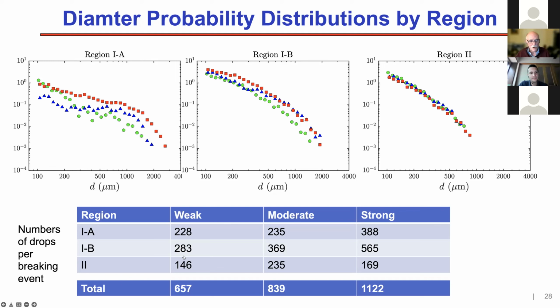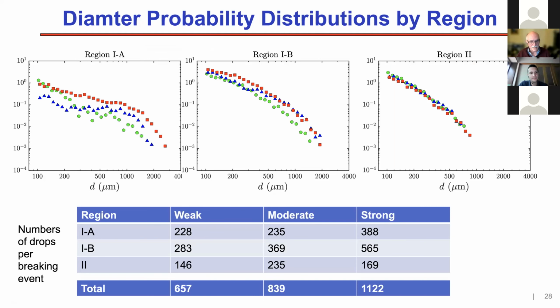If you look at the total number of drops shown here in the bottom line, then you see that the number of drops increases from the weak to the strong breaker by a factor of a little less than 2, just like the roughness did in this case.